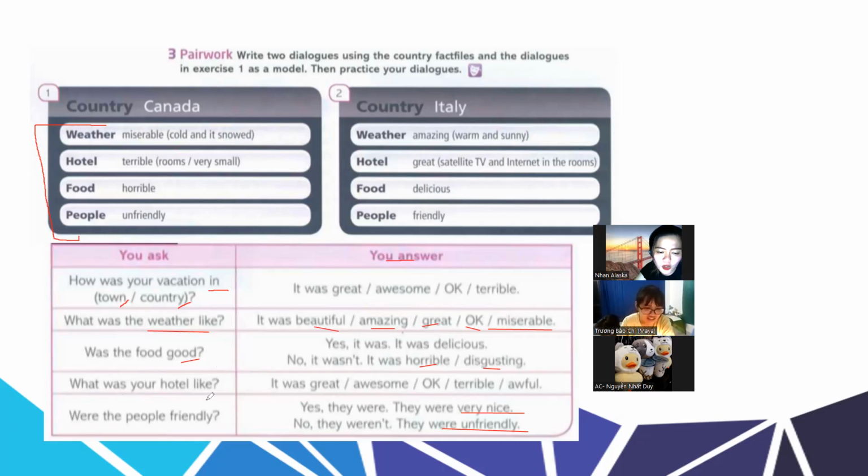What was your hotel like? It was terrible because the room was very small. Were the people friendly? No, they weren't. They were unfriendly.